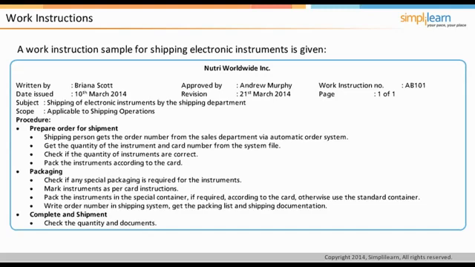The next step is packaging. Special packing instructions must be checked. The instruments are then marked as per the instructions on the card and packed in a special or standard container as per the requirement. The order number is written in the shipping system, and the packing list and shipping documentation are obtained. Finally, the quantity of instruments and the documents is checked.